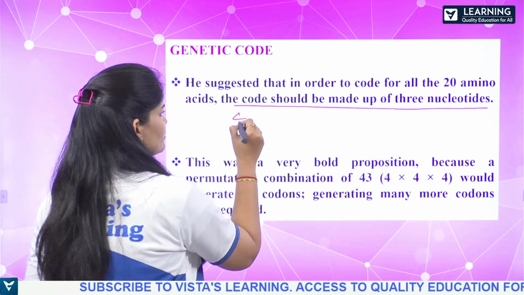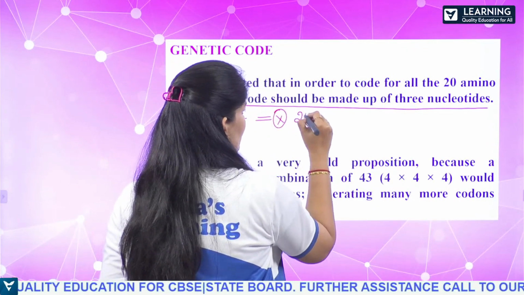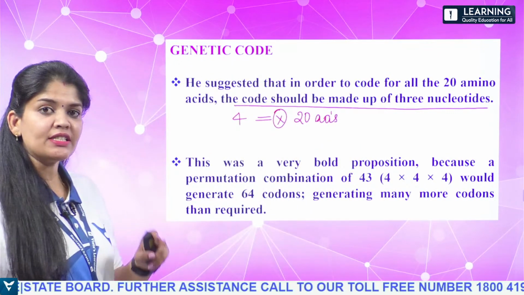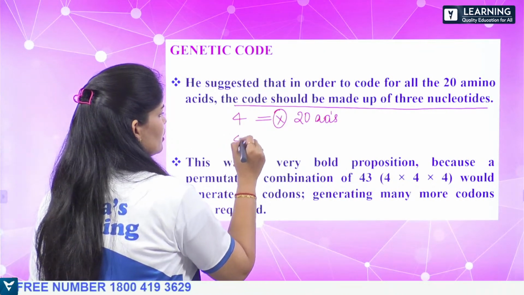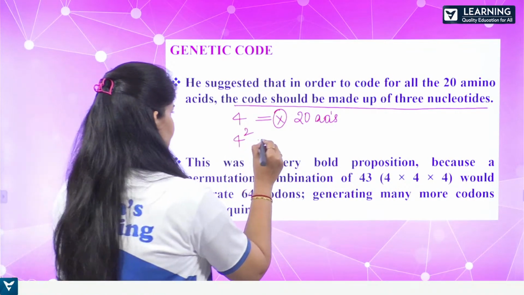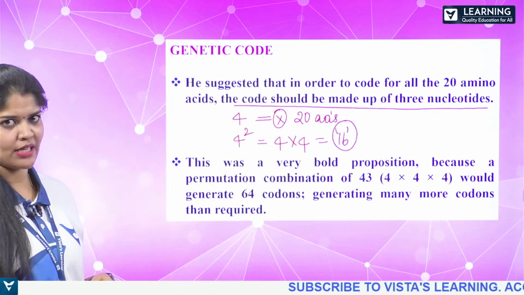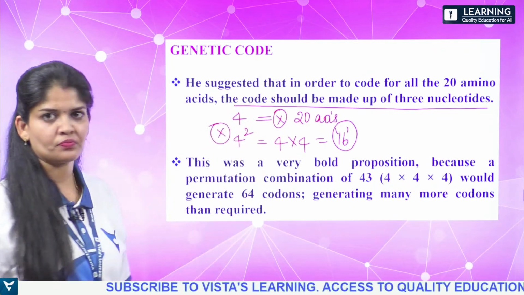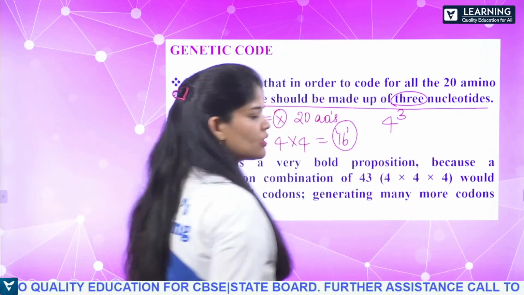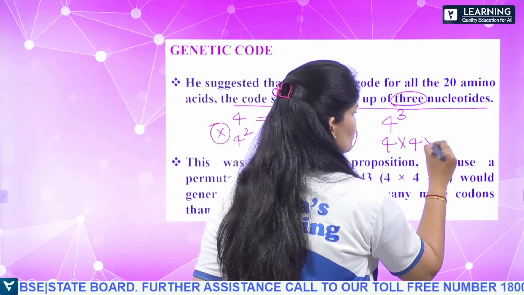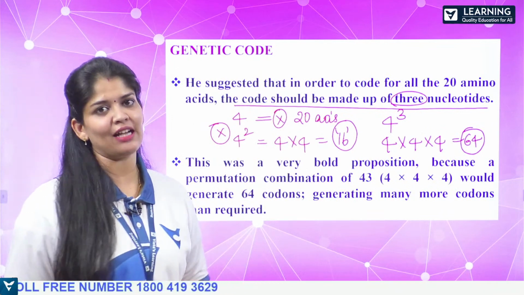See, we have 4. Definitely 4 bases can't code for 20 amino acids. So we come to the conclusion that it has to be a combination of bases. If it is combined 2 times, which goes like 4 into 4, that is 16. We still need 4 more amino acids, so even this is not going to work out. Now, if it is 3, that means 4 into 4 into 4, that is 64. This is more than enough to code for a total of 20 amino acids.